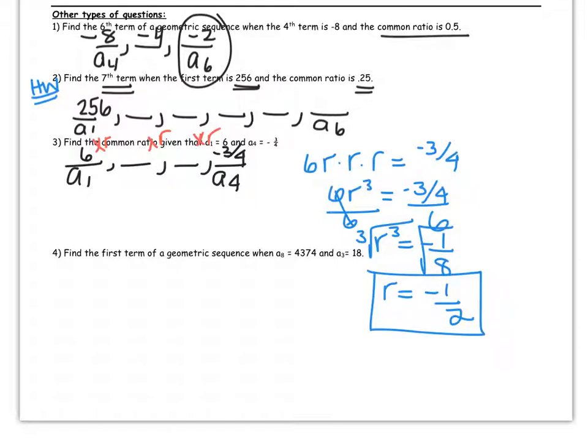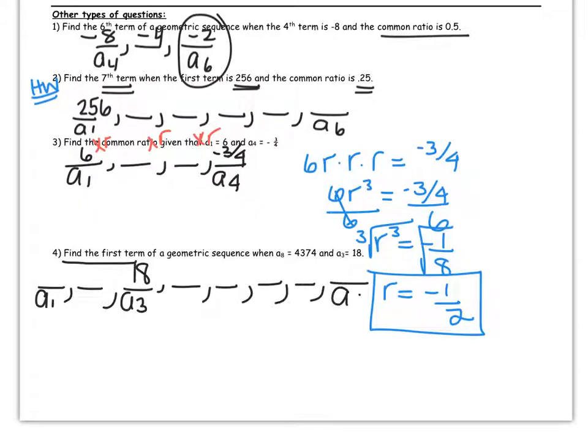So the same concept applies for question number 4. You're going to have to do the same procedure and then count back to find a sub 1. So you see how it says find the first term? So we want a sub 1. We have a sub 3, which is 18, a sub 4, a sub 5, 6, 7, and 8. Okay, so I've set up your problem. I want you to do the same thing that I did up here for this problem and find my common ratio and then find a sub 1. All right, so I'm going to leave that one for you to do as well.